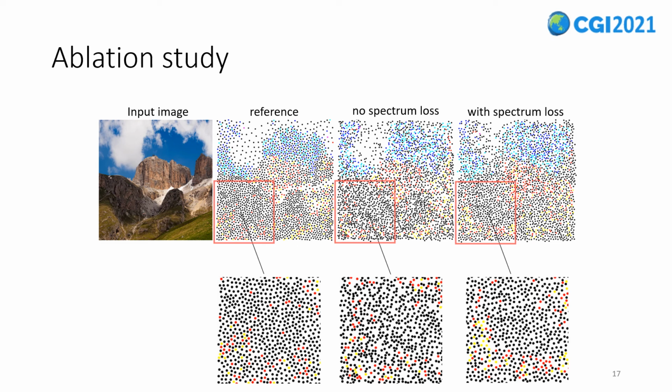Here we show a close-up view to see the distribution. Without spectral loss, the stippling results look more randomly distributed. With spectral loss, the spacing between points is more even, especially where the color is smooth.